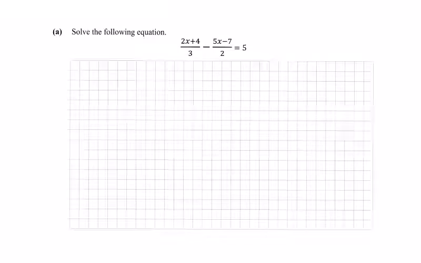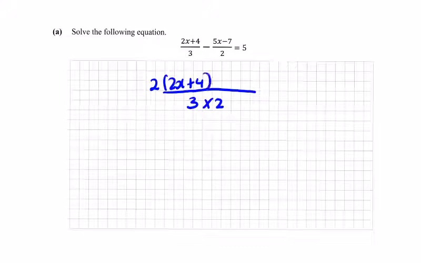Similar example from the junior cert for these algebraic fractions. On the bottom we have 3 times 2. On the top, we have 2 times 2x plus 4, just rearrange to begin with. The minus sign is obviously important, and that goes with the 3 times 5x minus 7. So be careful on top, we have a minus by a minus. This is equal to 5.